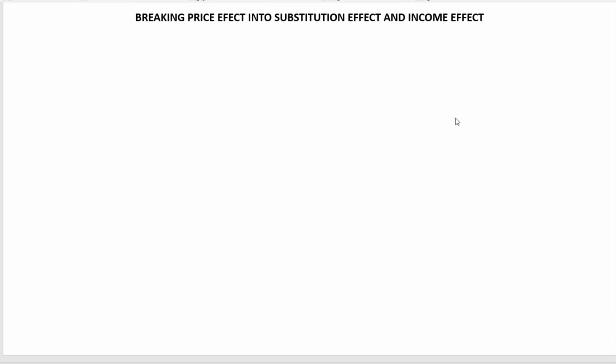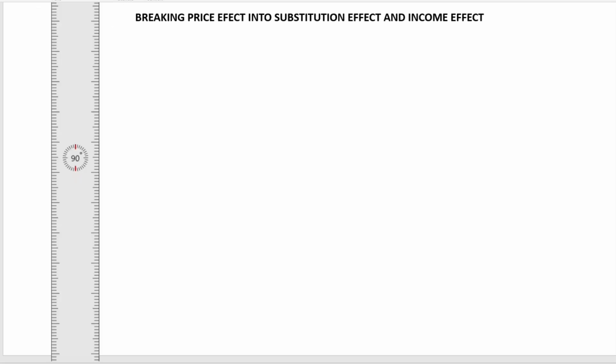Good evening. So, today we will see how we can break the price effect into two different things. One is the substitution effect and another is the income effect. So, we'll draw two different price scenarios and we'll try to figure out how a consumer moves when the price effect takes place. So, first of all, we will assume a two goods system.